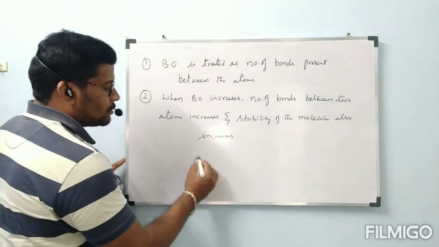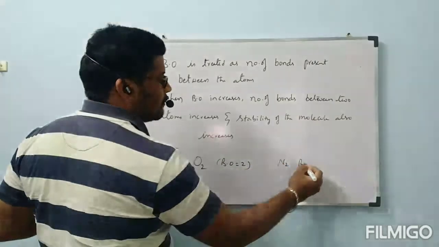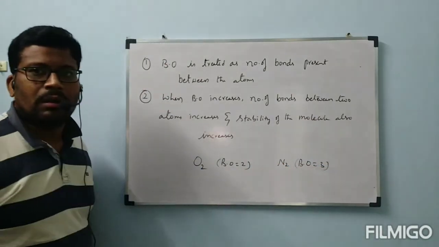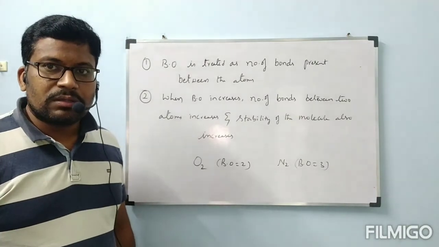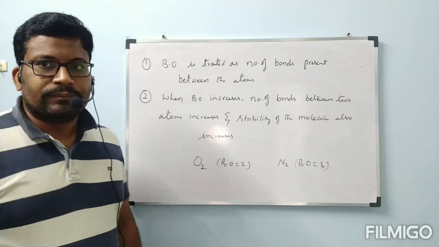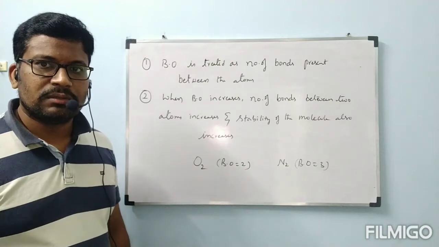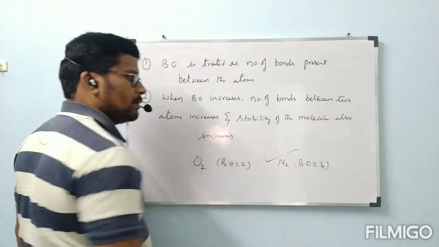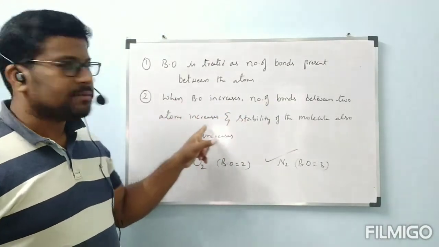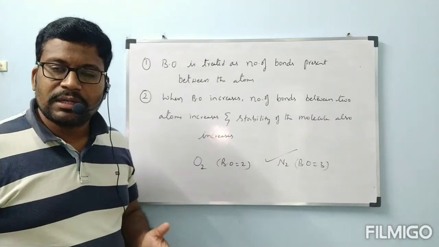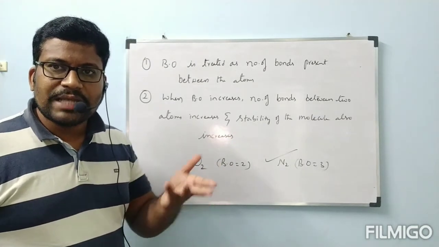Let us see. O2 bond order 2, N2 bond order 3. Out of these two molecules, which molecule is more stable? Why? It has more number of bonds. When bond order increases, number of bonds between two atoms increases, and stability of the molecule also increases. When number of bonds are increased, we cannot break them easily. Then molecule is highly stable.